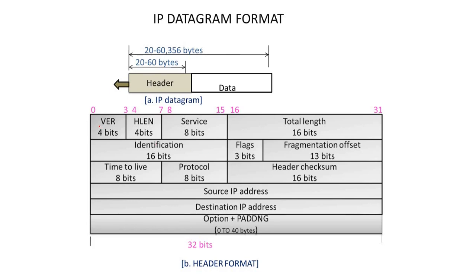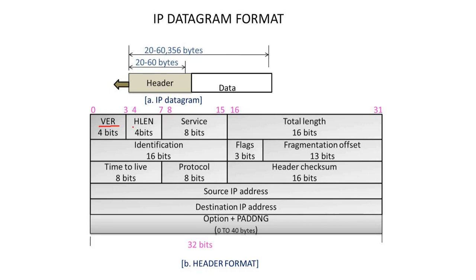VER stands for version, and it is a 4-bit field which represents which version of the protocol is there. Suppose we are discussing internet protocol, so here it is internet protocol version 4. It may also be internet protocol version 6. So the version always indicates the version of the protocol.